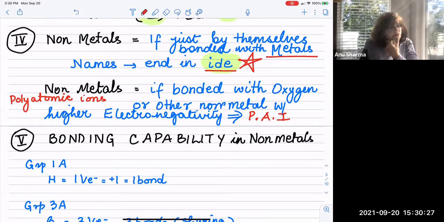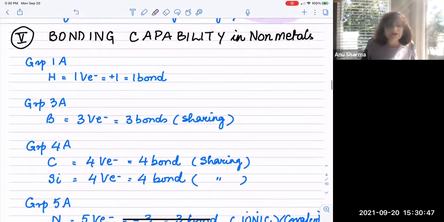Sorry, if non-metals combine to themselves, then there is no -ide; it's just their name. But if they are bonded with oxygen or another non-metal with a higher electronegativity, then they make polyatomic ions. Polyatomic ions are formed because the bonding capability of non-metals is greater. Some of them, not all.